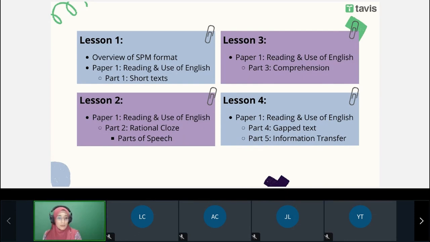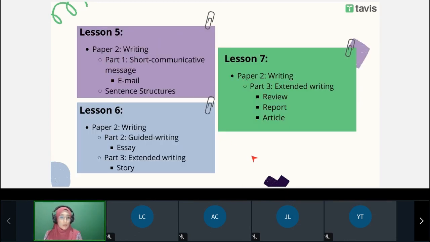And then for the next three lessons, we'll be doing paper two, writing. Under writing, there are three parts, and I have broken it down. Lesson five, we'll be doing email. Lesson six, we'll be doing a bit on the essay and also story writing. And lastly, we'll do a bit on the review, report and also article. So you won't miss anything out for writing.